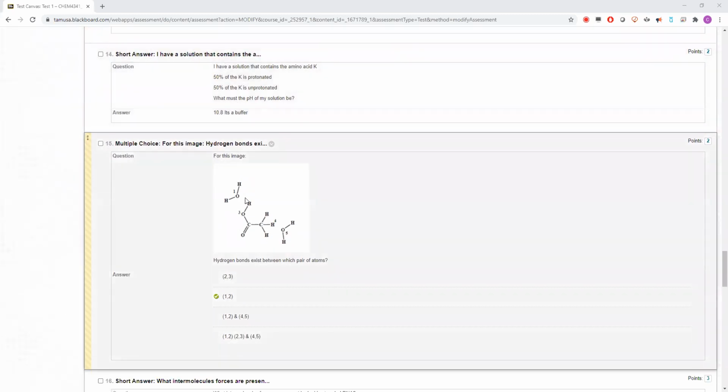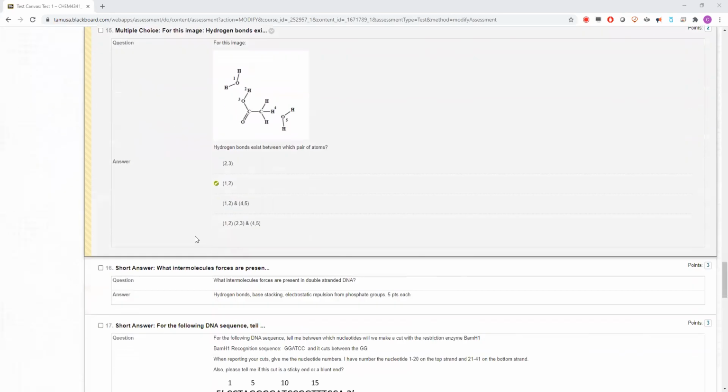Hydrogen bonding. Remember, a hydrogen bond can only happen between molecules that are not connected, and the hydrogen has to be connected to an oxygen, nitrogen, or fluorine. So 1 and 2, they're not connected, oxygen to a hydrogen combined to an oxygen. 4 and 5, this hydrogen is connected to a carbon, so that can't happen. So it's 1 and 2.